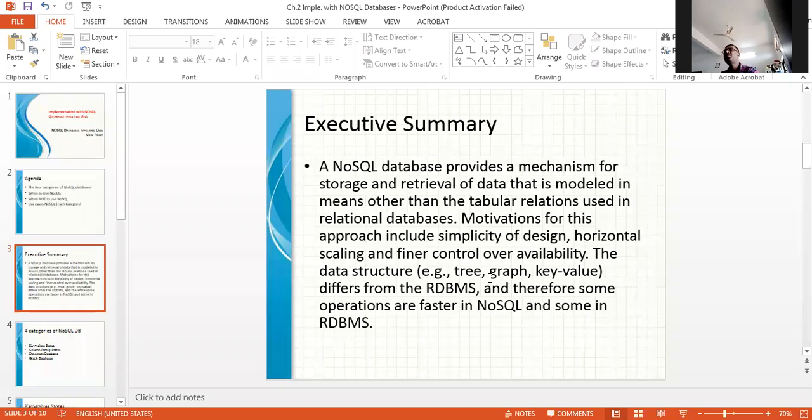So the motivation for this approach includes simplicity of design, horizontal scaling and finer control over availability. The data structures, like tree, differ from the RDBMS. Therefore some operations are faster in NoSQL and some in RDBMS.